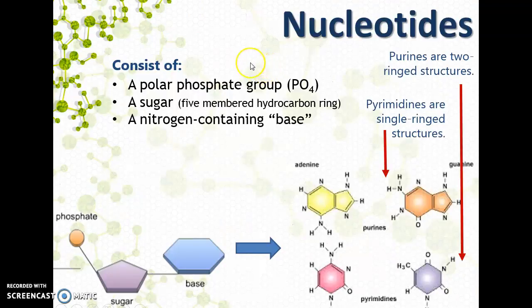Next thing we want to talk about are nucleic acids like DNA and RNA. They are made up of building blocks known as nucleotides. Nucleotides have the basic structure that's shown right here. They have a phosphate group, a sugar, and then a base. And the base could be one of four things. It could be one of the two purines, adenine and guanine, or it could be one of the two pyrimidines, cytosine or thymine.